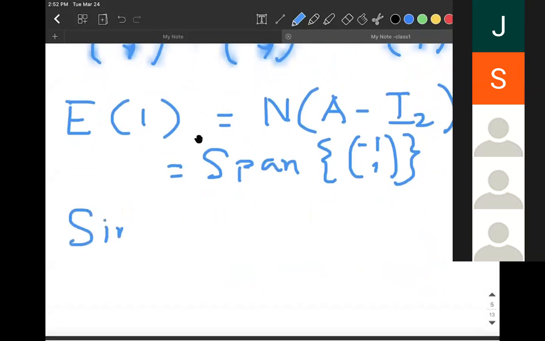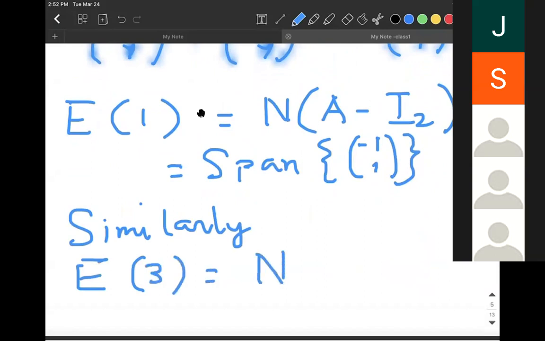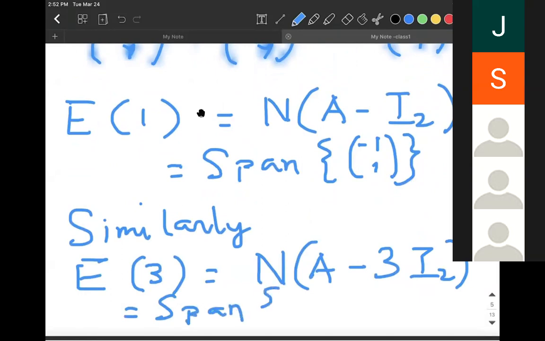Similarly, this is something I leave for you: the eigenspace for 3. This is the null space of A minus 3 I2. And if you check, this will be the span, in exactly similar way, of this vector.